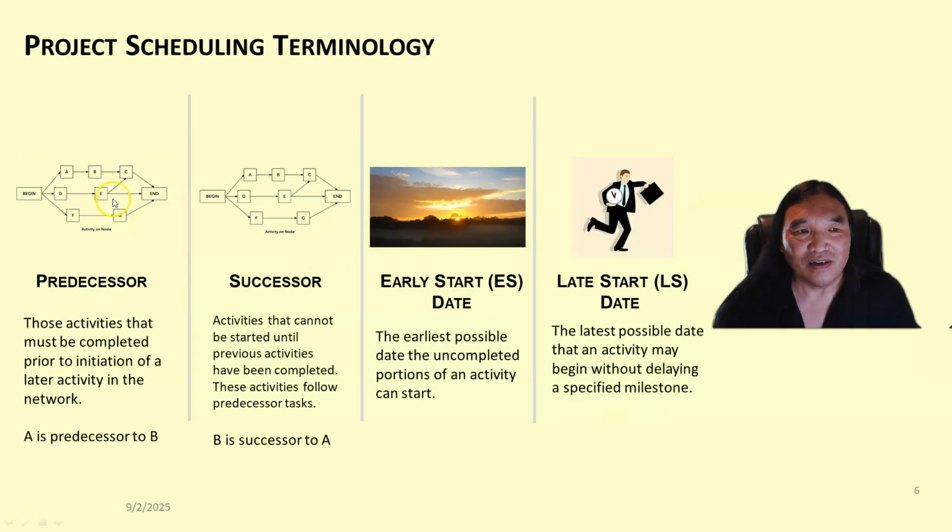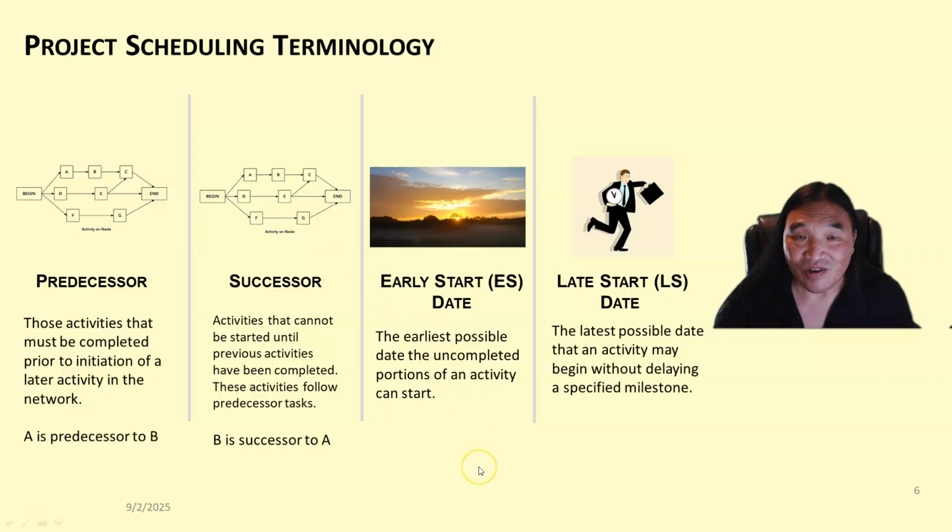Predecessor, what comes before it? So the predecessor of B is A, the predecessor of C is B and E. What is a successor? What comes after it? So after E, it's C and end. F, its successor is G.